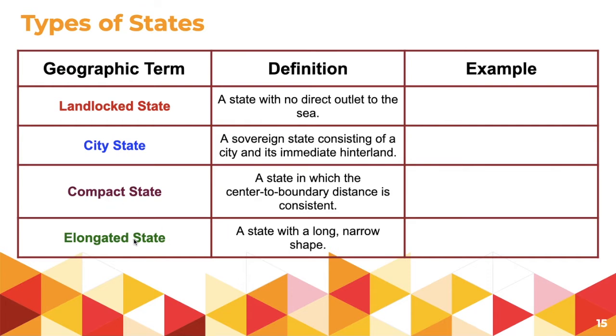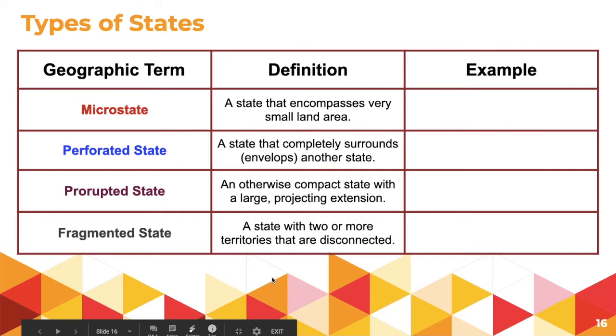Then you have an elongated state. This is kind of like Italy, for example, a state with a long, narrow shape. And Italy is even more unique because they are jutting out, so to speak, sticking out into a body of water. In the case of Italy, it's the Mediterranean Sea. We have microstates that are encompassing very, very small areas of land. Again, Vatican City would be another example there.